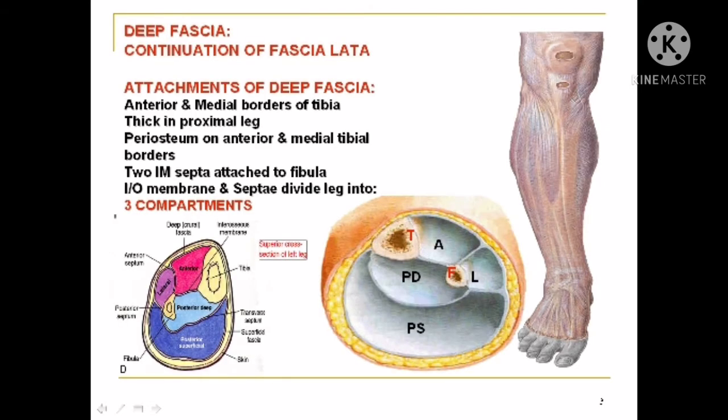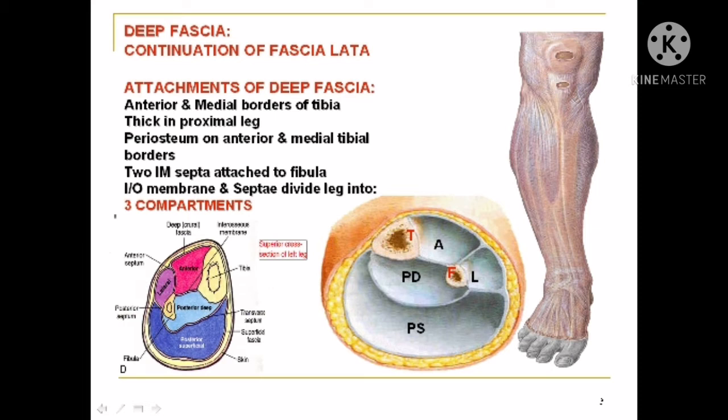Students, you can see in the slide the diagram of a leg. There is a whitish coating upon the leg, and beneath the whitish coating are the muscles. This whitish coating is the deep fascia, and beneath are the muscles. You can see the anterior, lateral, and also some of the posterior aspect.